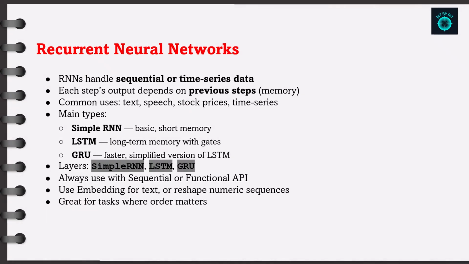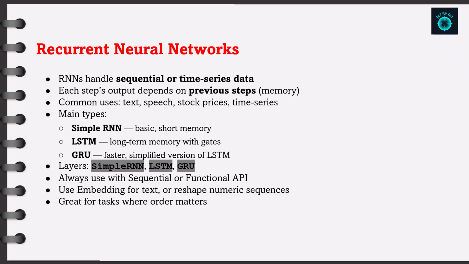Recurrent neural networks. Recurrent neural networks, or RNNs, are designed for sequence-based data. Data where the order of inputs matters, such as time, text, or sound. Unlike feed-forward networks, an RNN keeps a hidden memory state between steps. That means the output at any moment depends not only on the current input, but also on what it has already seen.